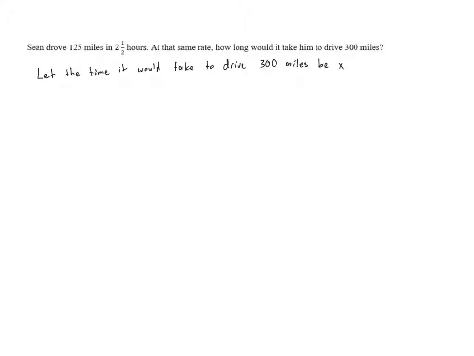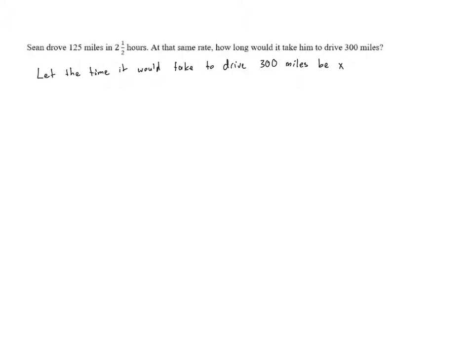Now this is another problem that we can solve using proportions, because the amount of time it takes to get somewhere is proportional to how far that distance is, how far the drive is. If you have to drive twice as far, it's probably going to take about twice as long. If you've got to drive 6 times as far, it's probably going to be about 6 times as long.